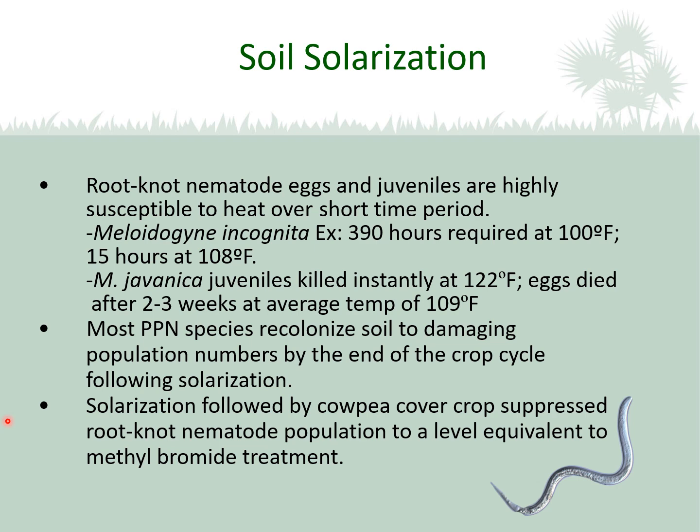So one thing you can do is follow solarization by a cowpea cover crop, and this suppresses the root knot nematode population to a level equivalent to a methyl bromide treatment. And methyl bromide is the gold standard, although it's damaging to the environment. It's a gas treatment of the soil, kills everything in the soil. And there's been a lot of work to try to find other methods so that we don't have to use methyl bromide, especially commercially.